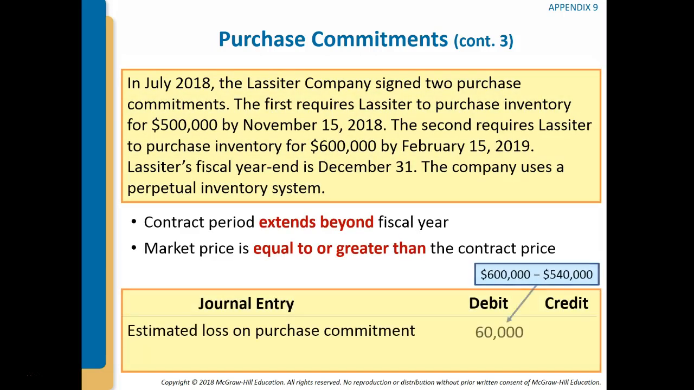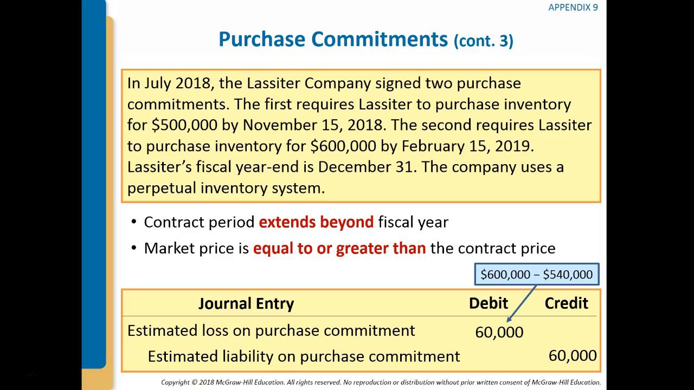Now let's consider Lassiter's second purchase commitment that's outstanding at the end of the fiscal year 2018. The purchases have not yet been made. If the market price of inventory at the end of the year is equal to or greater than the contract price of $600,000, no entry needs to be recorded. However, if the market price at year end is less than the contract price, a loss must be recognized.